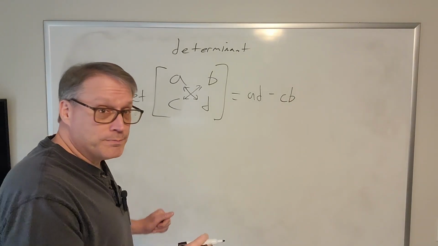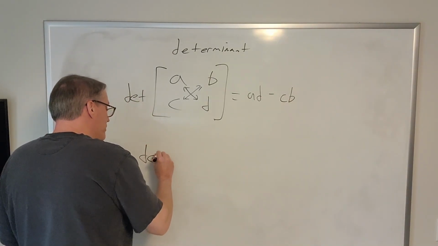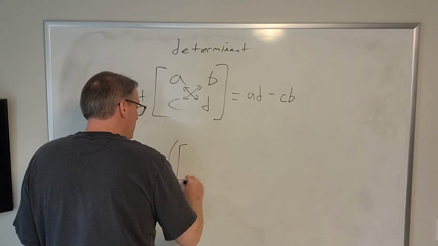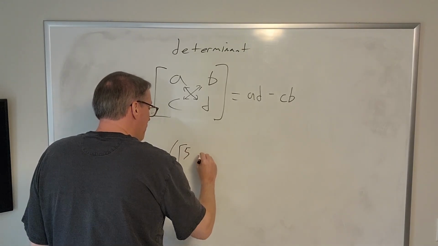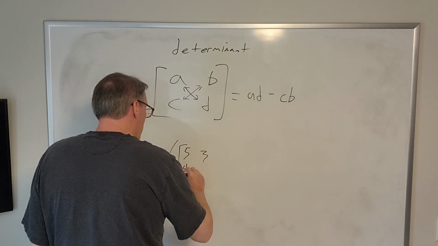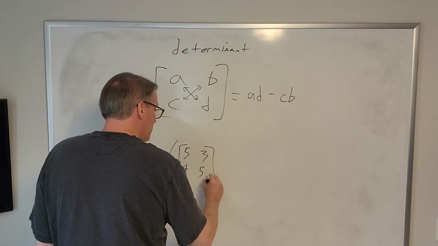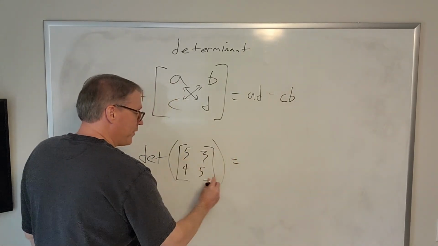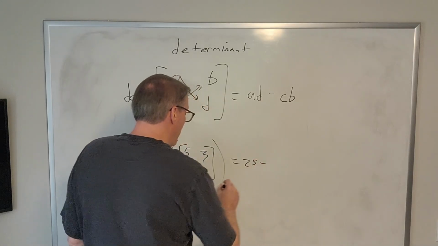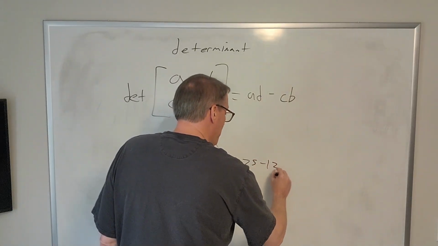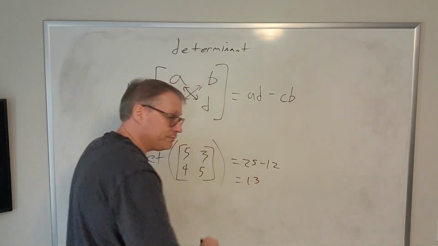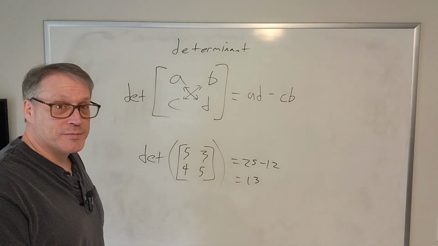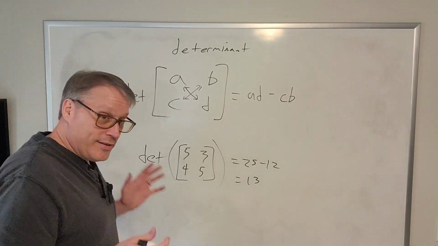Let's look at a real example. Let's say we need to find the determinant of 5, 3, 4, 5. Well, that's going to be 5 times 5, which is 25, minus 4 times 3, which is 12. 25 minus 12 is 13. That's the determinant.